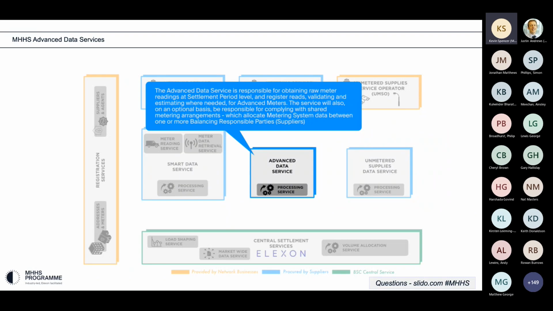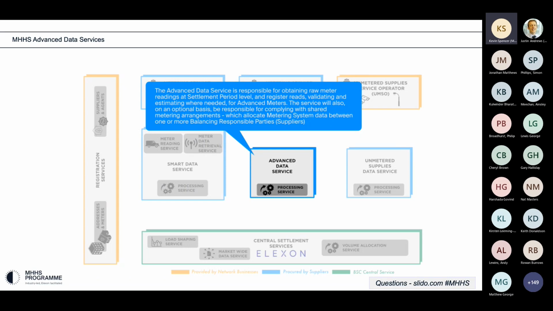So the Advanced Data Service looks very much like the role currently called a half-hourly data collector. It will be dialing up those advanced metering systems, either using their own software or the software provided by the meter manufacturers. They too have a method statement which has been published.